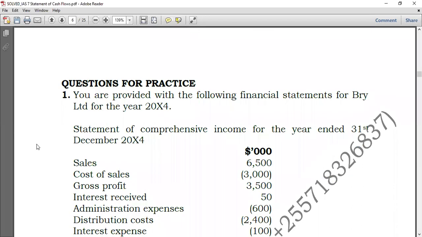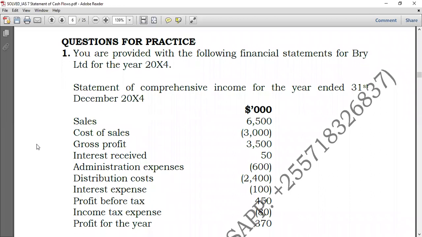All right. Usually, when given a question for the statement of cash flows, you would be provided with the income statement as well as the statement of financial position. Of course, it is not a must that you are given the income statement. There are questions where you won't be given that, but I'll just start with that one.